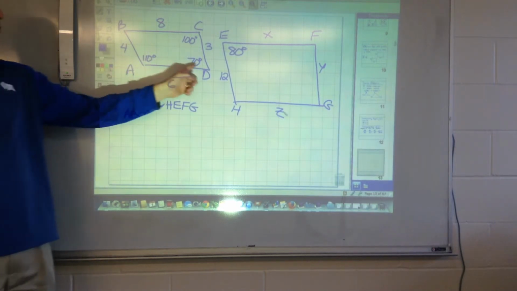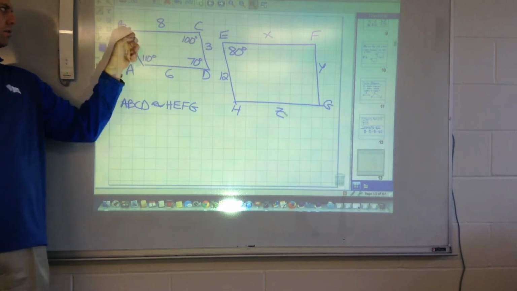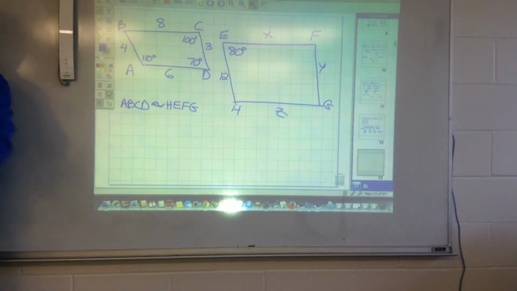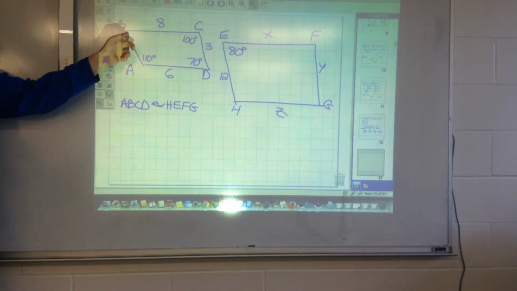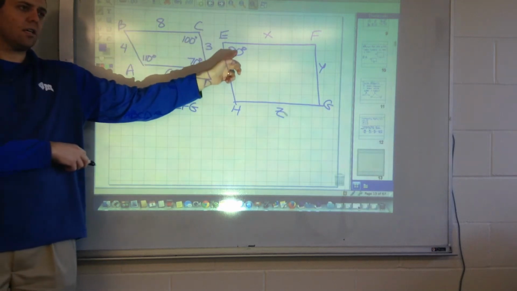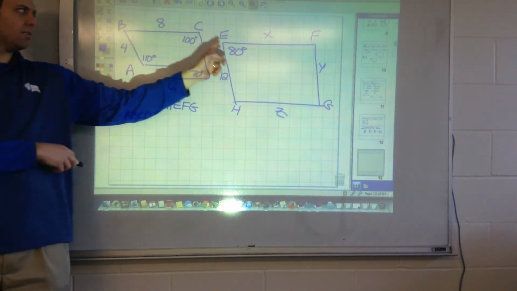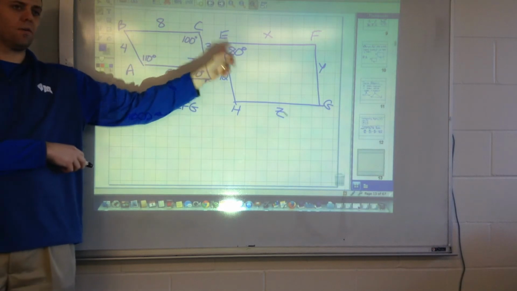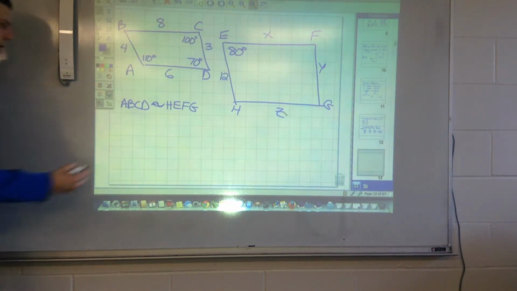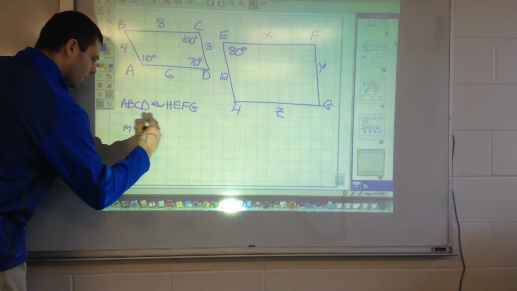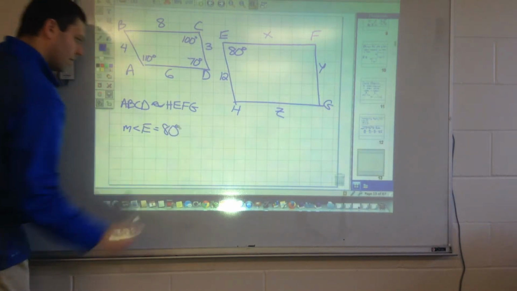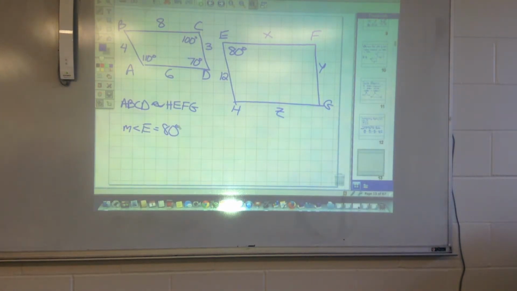So, while I only gave you 3 of the angles inside this figure, do you know the angle measure for angle B? What would it be? 80, because angle B corresponds to angle E, and because it corresponds and the figures are similar, we know they're congruent to each other. So I know that the measure of angle E would equal 80 degrees. How about the other missing angles up here?